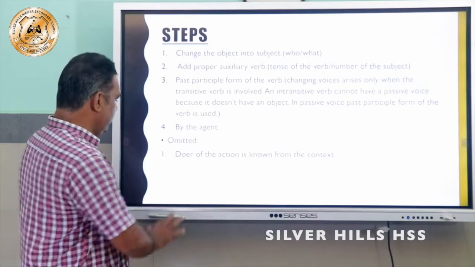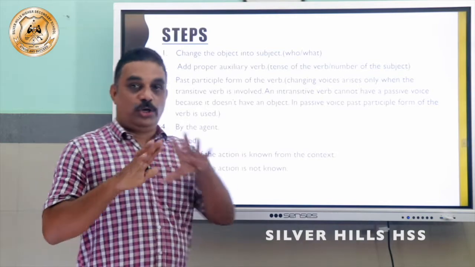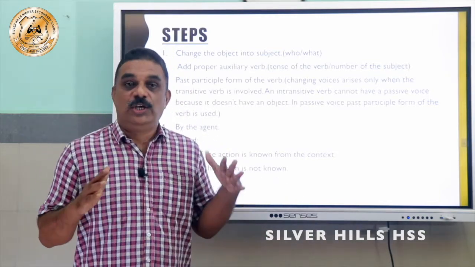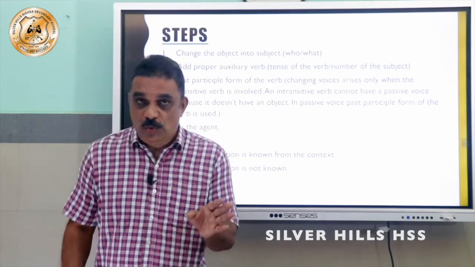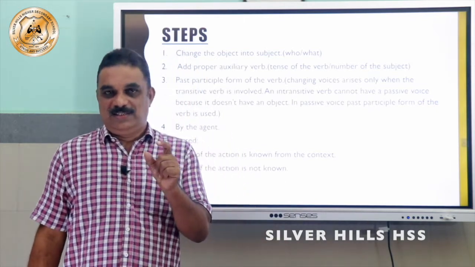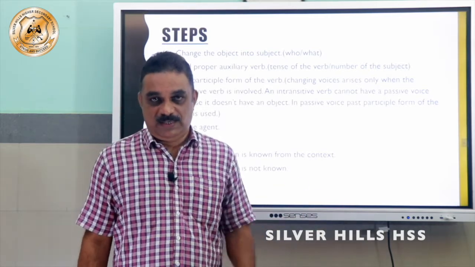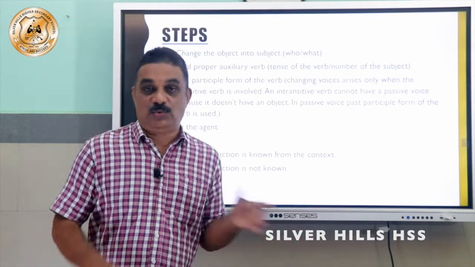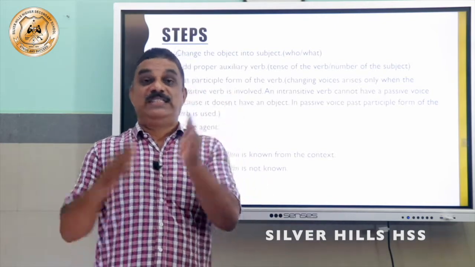And the second point is, doer of the action is not known. Doer of the action is not known, never used by the agent. If you don't know who is the doer of the action, please don't write. Somebody picked my pocket. My pocket was picked. Who? No idea. I don't know. So I don't know how to write by somebody.